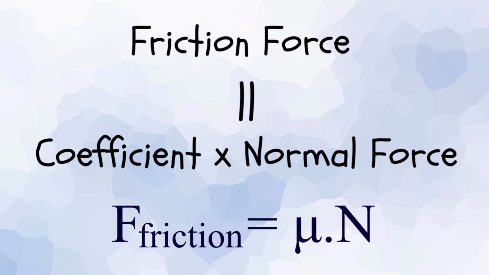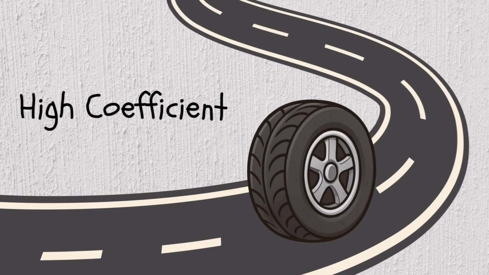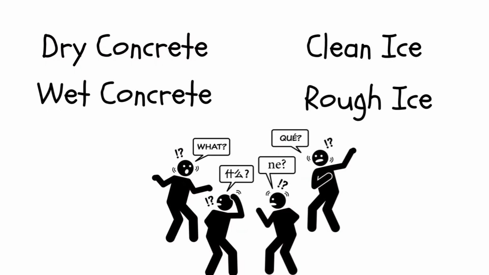Because it's a ratio, different materials give different values. Rubber on dry asphalt has a high coefficient. This gives cars strong traction. Steel on smooth ice has a very low coefficient. That's why skates glide easily. Even small changes matter. Dry concrete, wet concrete, clean ice, rough ice, they all produce different friction values.